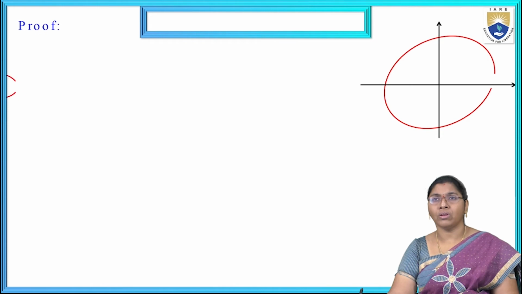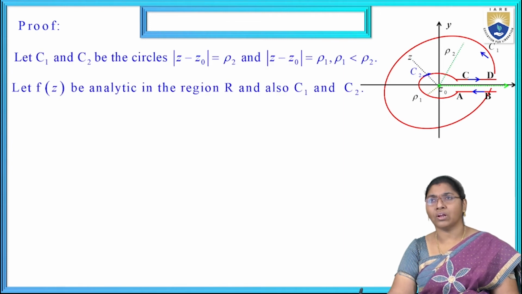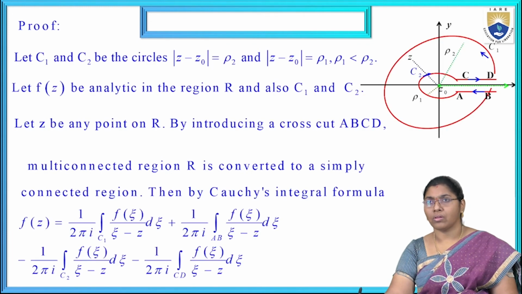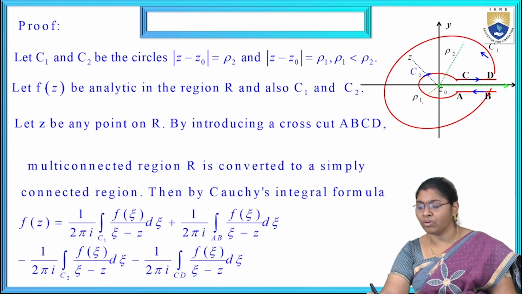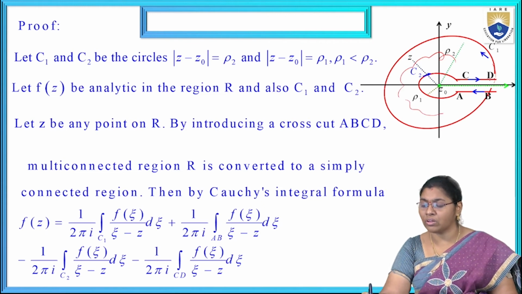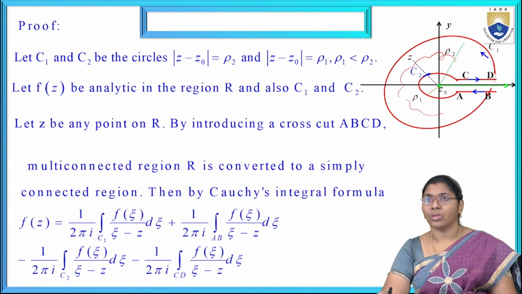Now the proof of this one. Here C1 and C2 are there. Outside the region we are considering C1 and inside the region we are considering C2. Now there are three ways of structure. Here in the complete structure we are finding the inside part, that's why we are calculating this area, A to B, C to D, like that.